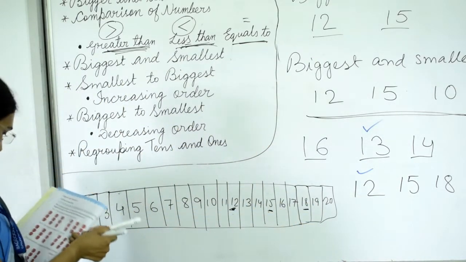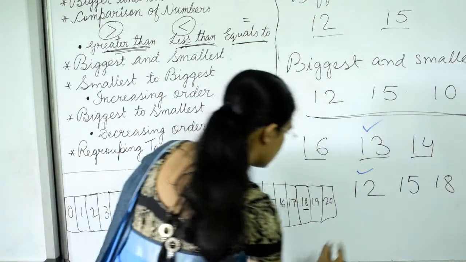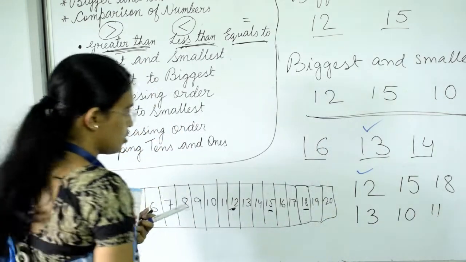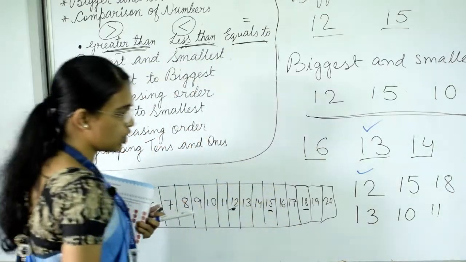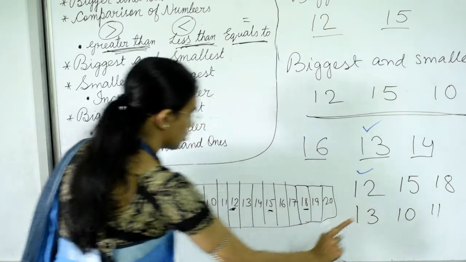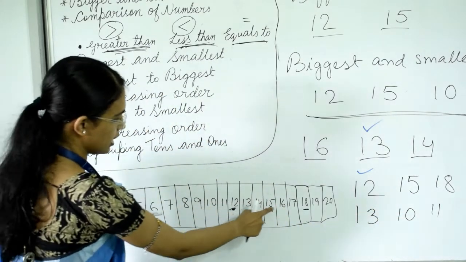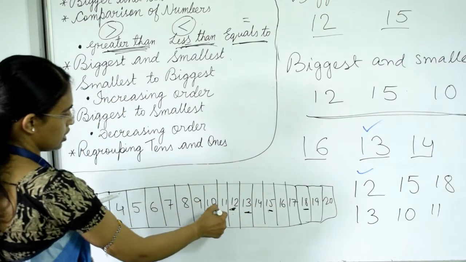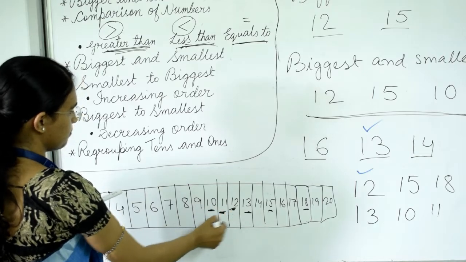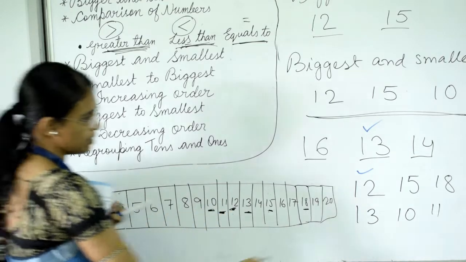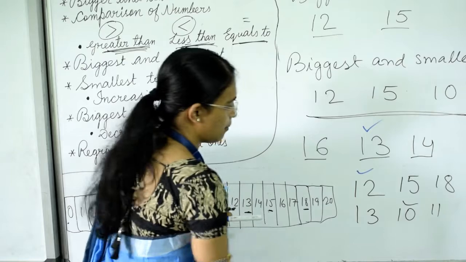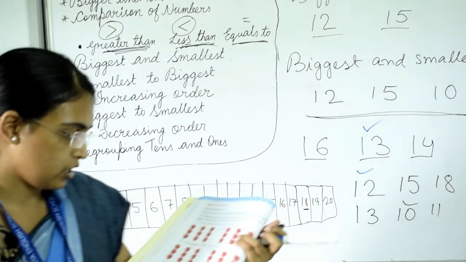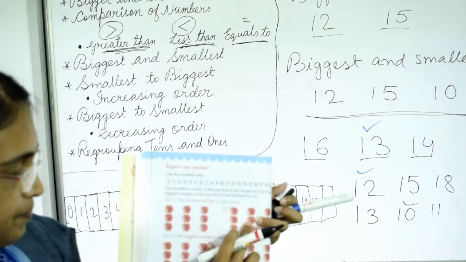Okay. Now another question is 13, 10, 11. Among these 3 numbers, which one is the smallest number? Which one is near to 0? 10, 11, 13. Among these 3 numbers, 10 is near to 0. That means 10 is the smaller number among these 3 numbers. So you have to tick that smaller number. So in this way you have to do this part.